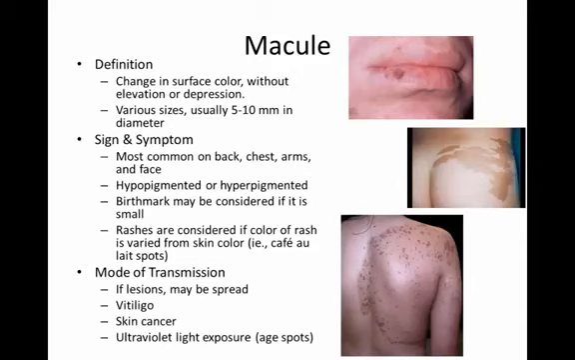Rashes may also be considered if the color of the rash is varied from the skin, for example in cafe au latte spots. If they are lesions, they may spread. Vitiligo is a disease that causes the loss of skin color and blotches. This may also include skin cancers or ultraviolet light exposures, also called age spots.